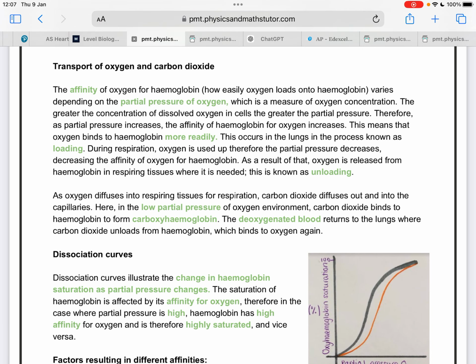So the affinity of hemoglobin for oxygen, how easily oxygen loads onto hemoglobin, varies depending on the partial pressure of oxygen, which is a measure of oxygen concentration. The greater the concentration of dissolved oxygen in cells, the greater the partial pressure. Therefore, as partial pressure increases, the affinity of hemoglobin for oxygen increases, which means that oxygen binds to hemoglobin more readily. This occurs in the lungs in the process known as loading.